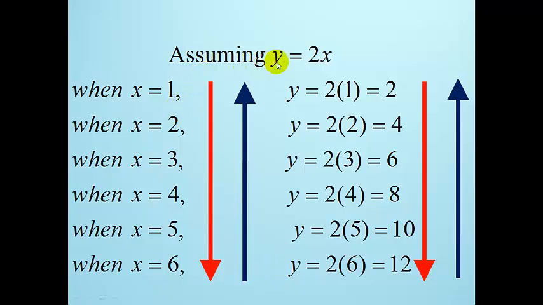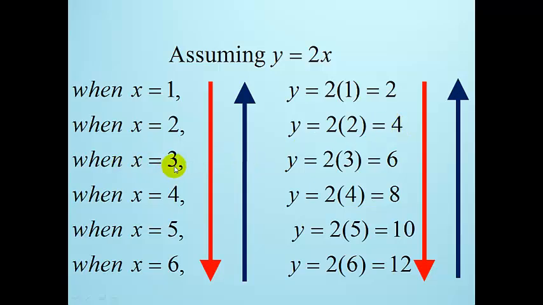Now, assuming that y is equal to 2x, that means that k is equal to 2. In this case, the constant of proportionality is equal to 2. So y is equal to 2x. Now, when x equals 1, wherever we see x in the equation y equals 2x, we substitute 1. So when x equals 1, y will be equal to 2 times 1, and the result is 2. When x equals 2, y will be equal to 2 times 2, and the result is 4.